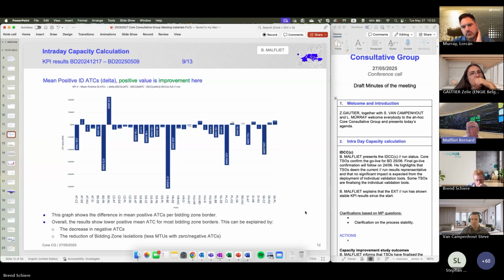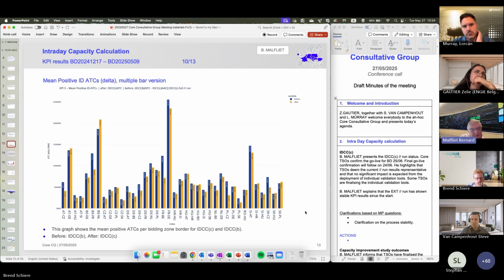But first, slide 13 gives you the comparison of slide 12, but then in absolute values. So where you can compare the bars. So it looks quite heavy in the slide before, but on this slide it's a bit more positive, the message. And so you see indeed that the decreases are there, but they're not huge on most borders.